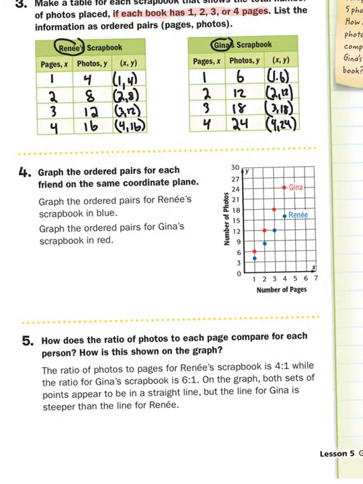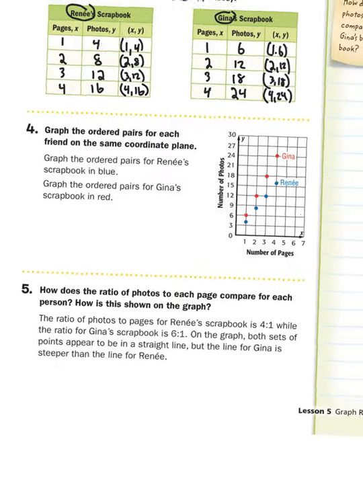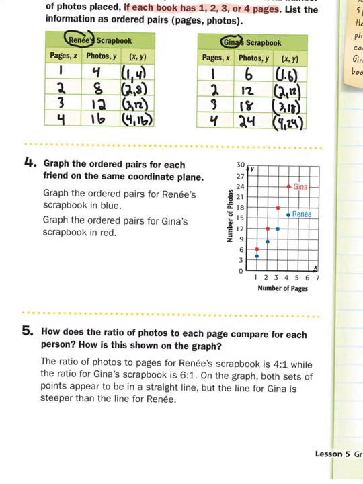All right, and then one more example. Example 5. Here is where you're going to have to do a little bit of thinking. In example 5, it says, how does the ratio of photos to each page compare for each person? How is this shown on the graph? So I'm thinking before we read it. Remember, Gina put more photos on a page, right? So what did that do to her line? If you look, because both of them make a straight line, if you notice on a graph, that makes Gina's line kind of steeper. It goes more straight up. Renee's isn't as steep in blue.